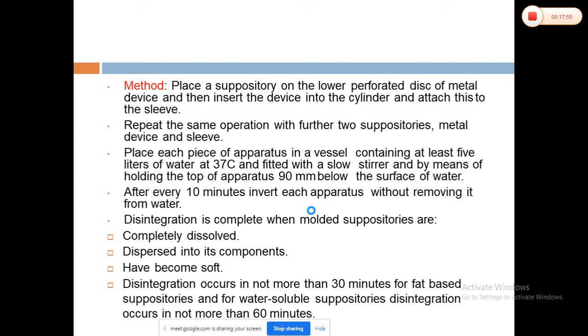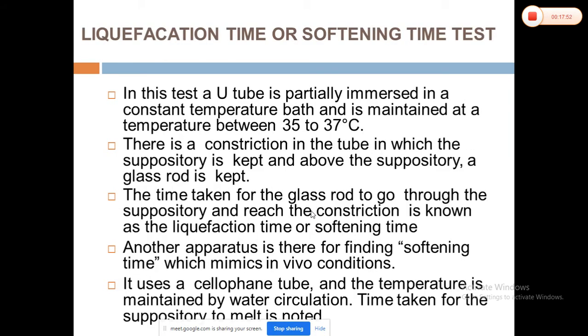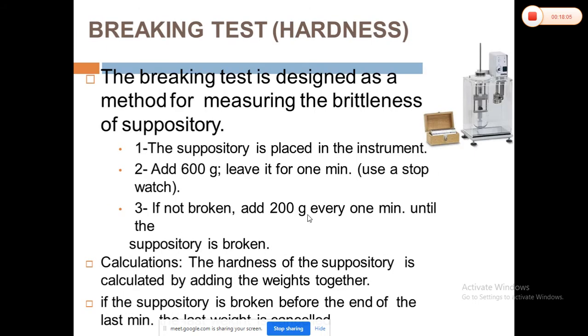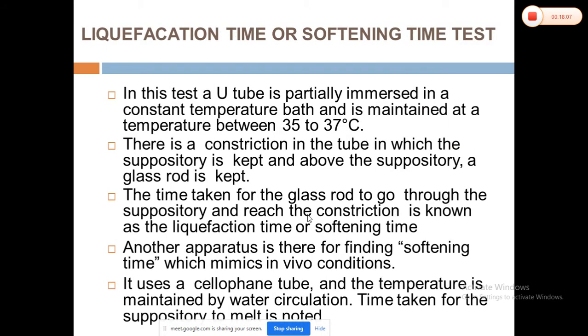Then another test: liquefaction time or the softening time. This is where we have to check the time required to liquefy your suppositories. Here, the U-tube is partially immersed in a constant temperature bath maintained at a temperature between 35 to 37 degrees Celsius.